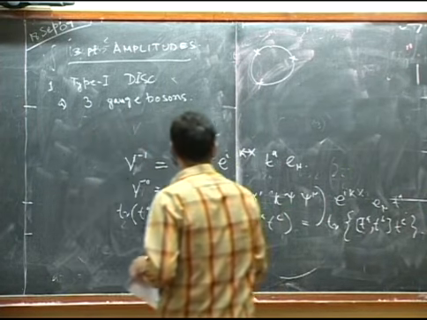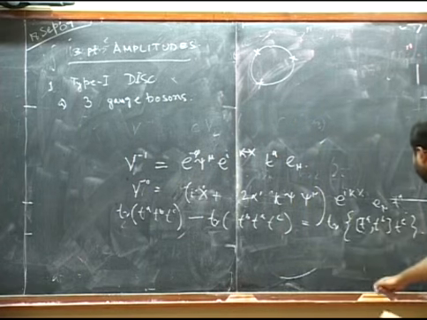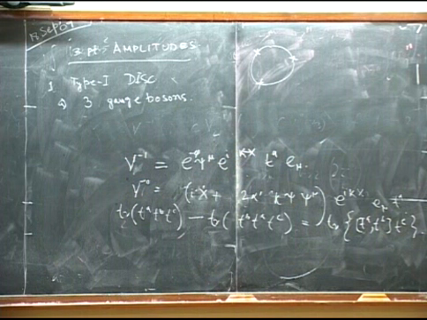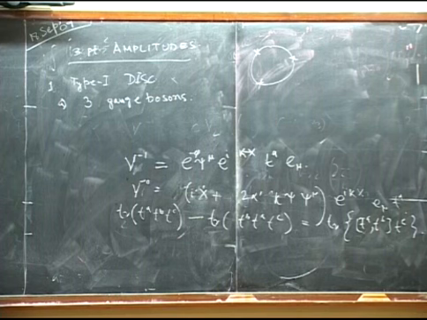What's the answer for the abelian case? For the abelian case, this commutator vanishes. And so we get 0. Why is that the right answer? Because there's no interaction between gauge bosons in the abelian case.